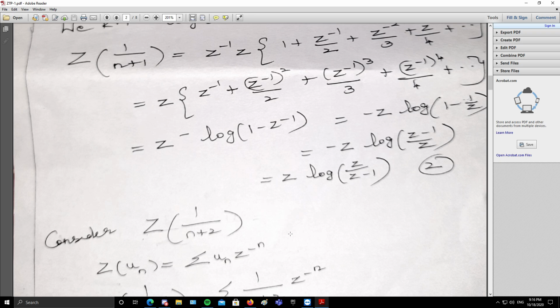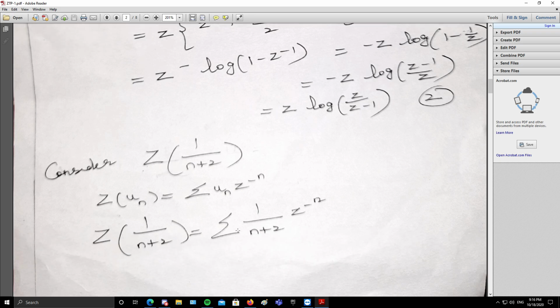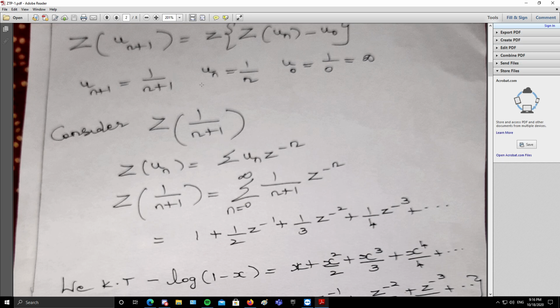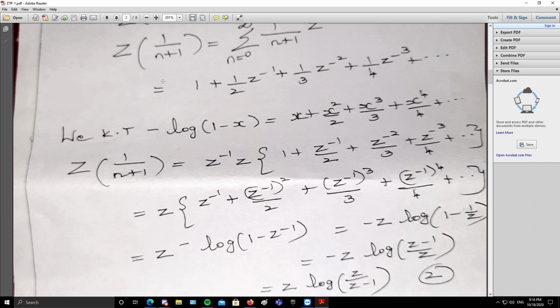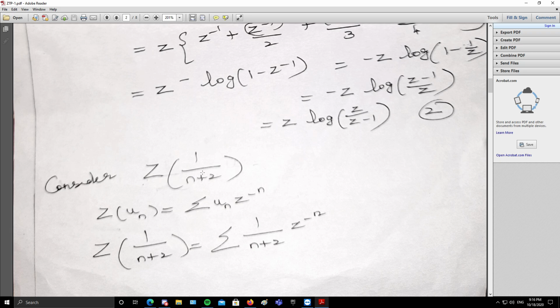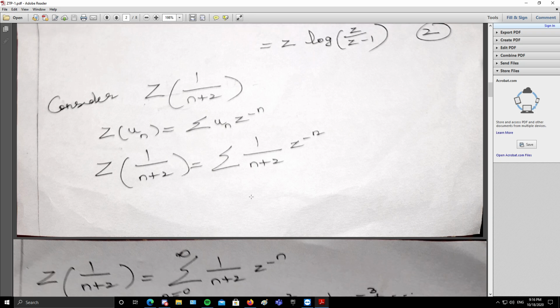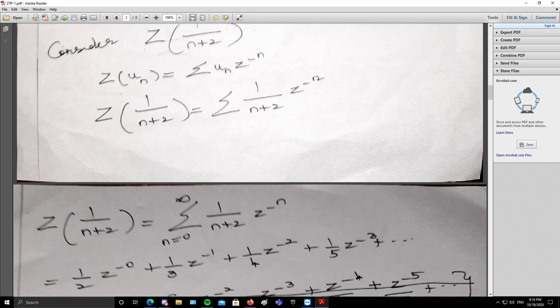Now we have to find the transform of 1 by n plus 2. So here also, when you do it with the property, you will get infinity, because you have got infinity with the shifting property for 1 by n plus 1. So we are finding the transform of 1 by n plus 2 with the definition. So what is the definition? Z of un is summation un z power minus n. So un is 1 by n plus 2. So summation 1 by n plus 2 z power minus n.